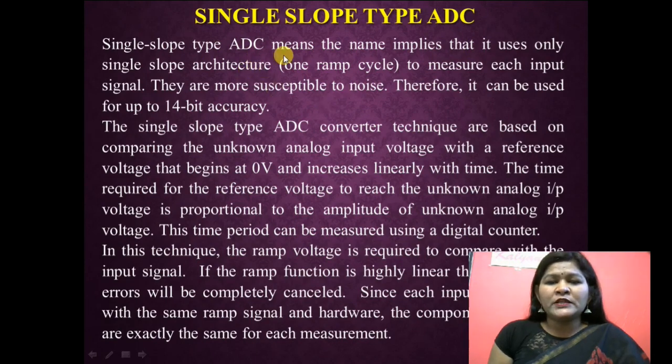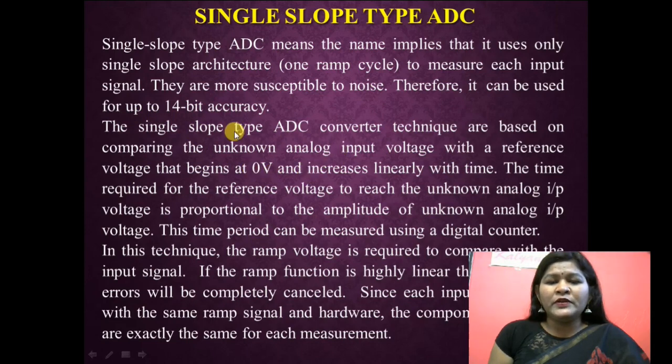We have already discussed this. They are more susceptible to noise, therefore they can be used for up to 14-bit accuracy. The single slope type ADC conversion technique is based on comparing the unknown analog input voltage with a reference voltage that begins at 0 volt.